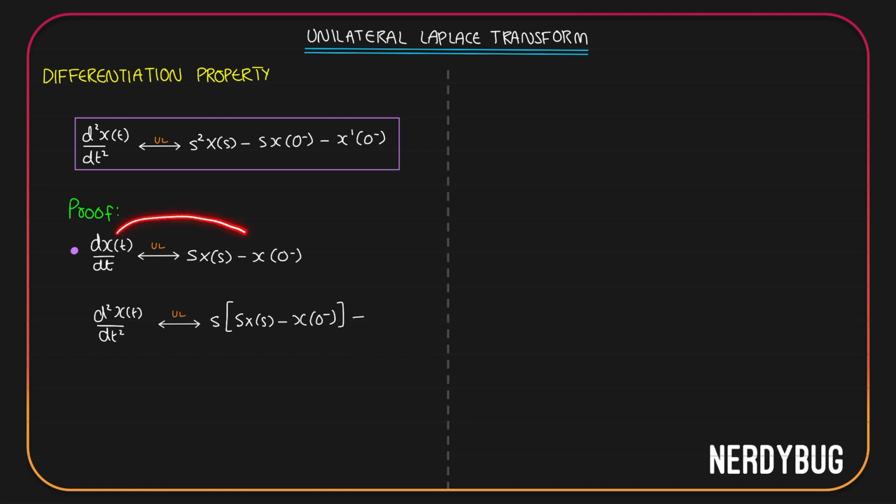for dx of t by dt we took x of 0 minus, that is one order less. So for d square by dt square x of t we'll take one order less, that is d by dt of x of 0 minus. This is equal to s square X of s minus s x of 0 minus minus x dash of 0 minus, which is exactly what we have over here.